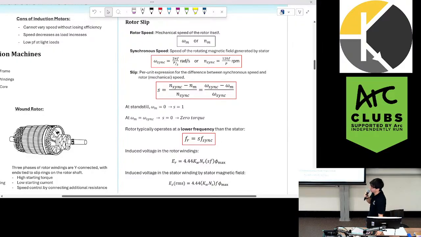So in induction motors, we're introduced to a concept called rotor slip, and that is essentially because with an induction motor, we don't want to be operating at the synchronous speed. You can imagine if we're operating at the synchronous speed, the rotor is moving at the exact same frequency as the stator, which means that from the rotor's perspective, there's no change in flux. And that means that without a change in flux, 1, we're going to have no induced EMF, and 2, we're going to have no torque produced, so the motor can't actually do any work.